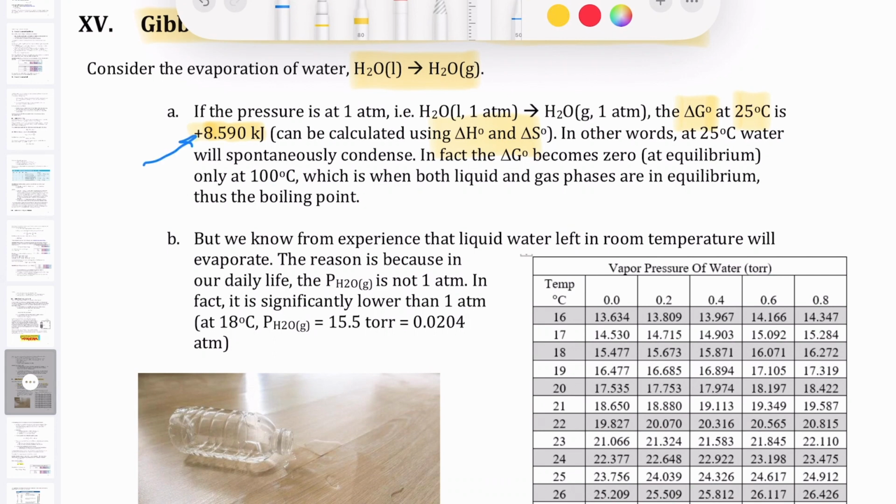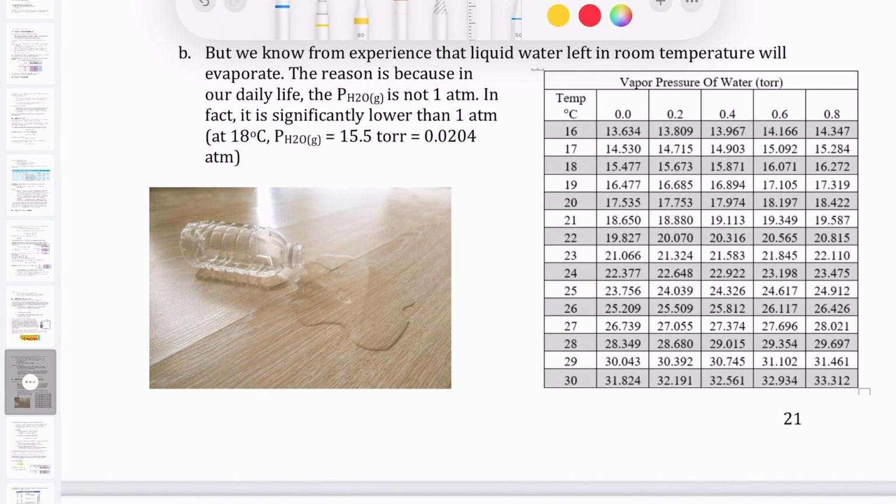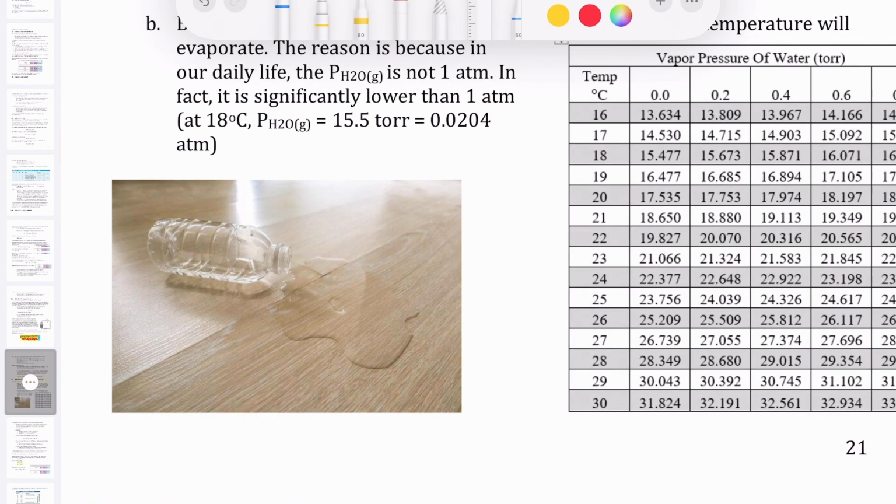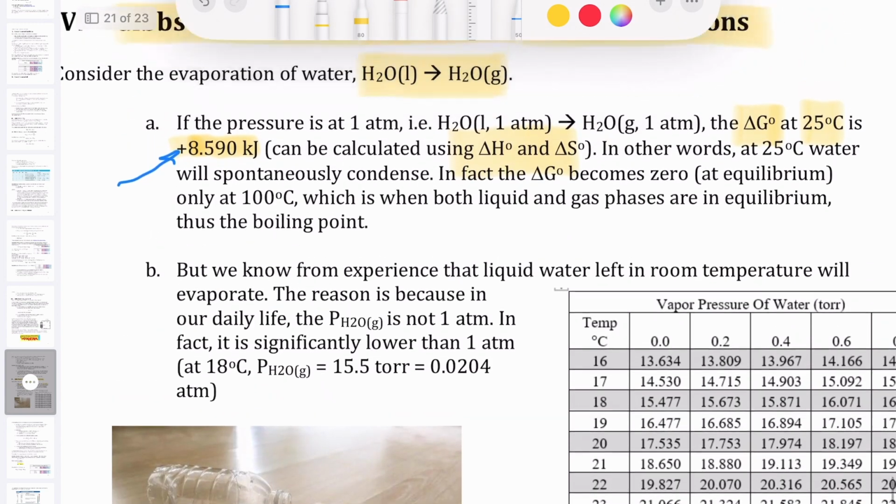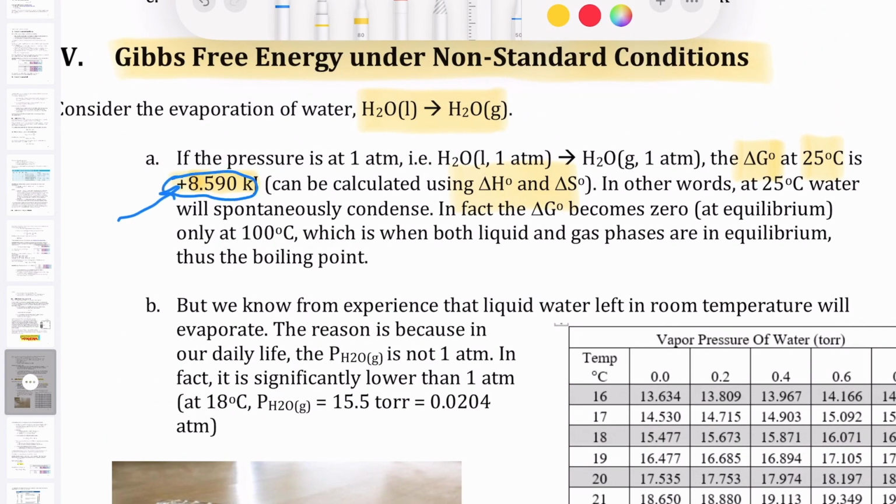Because it's a positive delta G, that tells us that the reaction is not spontaneous, which tells me that if I were to have water at 25 Celsius, that water is not going to evaporate, okay? However, this goes against the actual experimental observation. If I were to spill water on a floor at room temperature, eventually all that water will evaporate, even though the temperature of that room could be maintained at 25 Celsius.